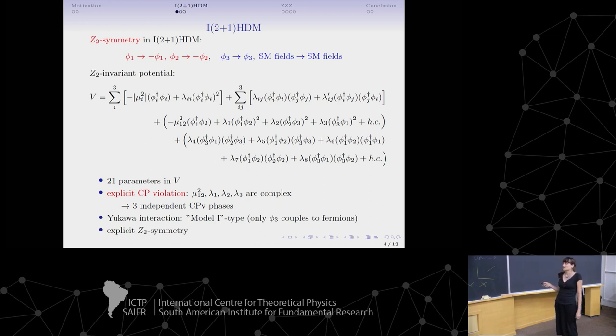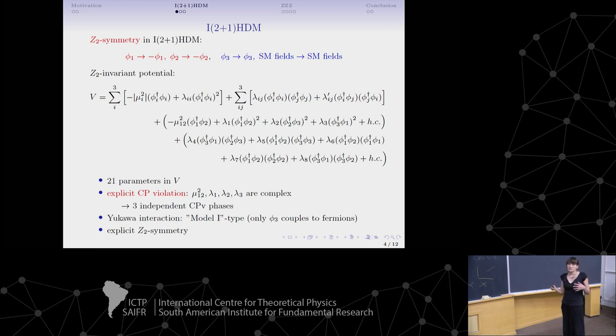The other distinctive feature of that model is that although we have the Z2 symmetry, we can still have CP violation. We can still have complex parameters, those four listed here. Among them, three independent phases. We can remove one of the phases from those parameters just by rotating the doublets. The Yukawa interactions are set to model one type, so that only the Z2 even doublet, phi-3, couples to fermions.